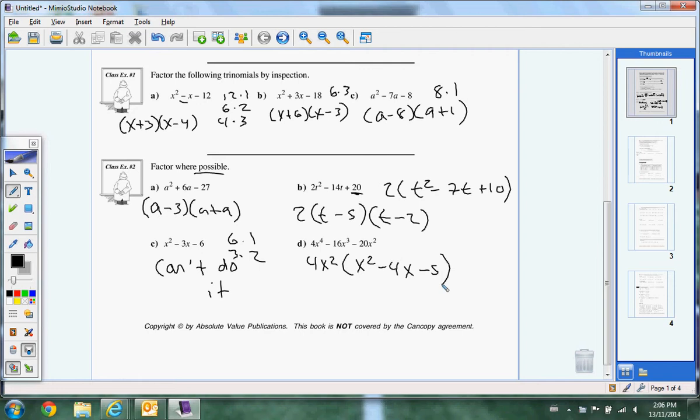Well, how many factors of 5 are there? 1 and 5, right? How far apart are those? Is that what we want? Okay, good. This is negative, so the bigger number is? Negative. Good. So, x minus 5, x plus 1. Just like that.